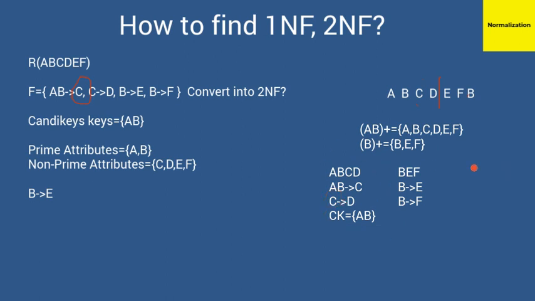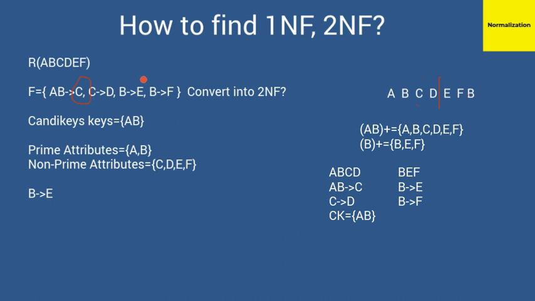Now we will check the other table, and in this the candidate key is B, because with the help of B you can derive E and F. Therefore, this is not a part of B, and this is also not a part of B. It is not a proper subset. So in this way we need to convert into 2NF. It is as simple as that.